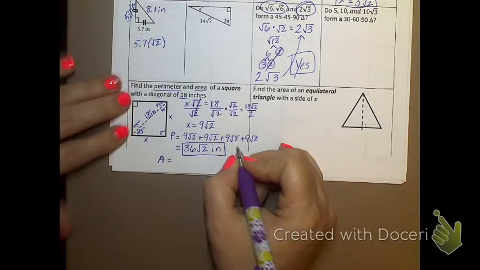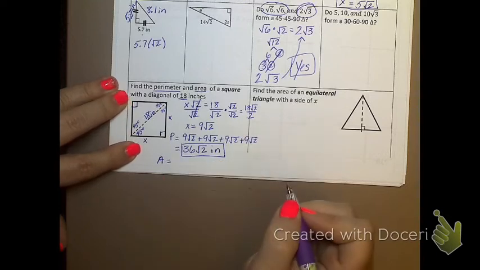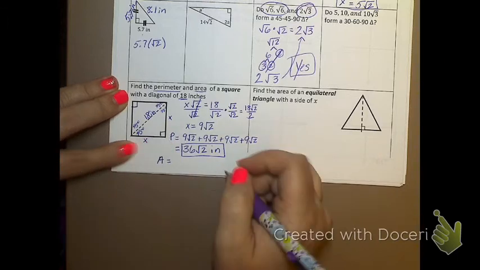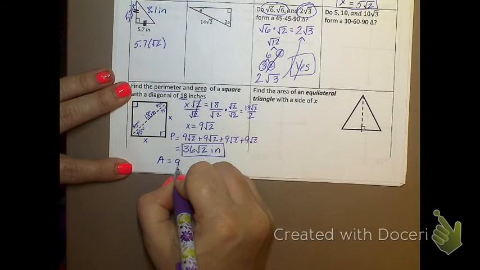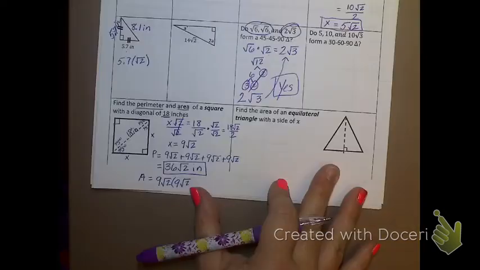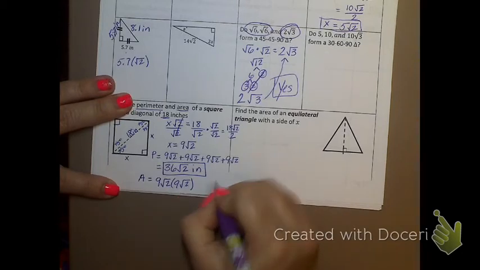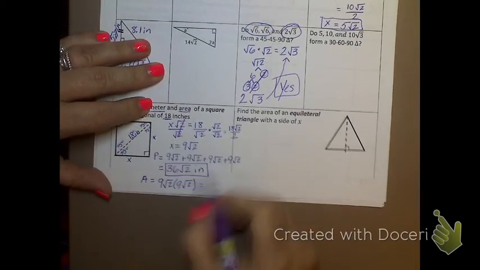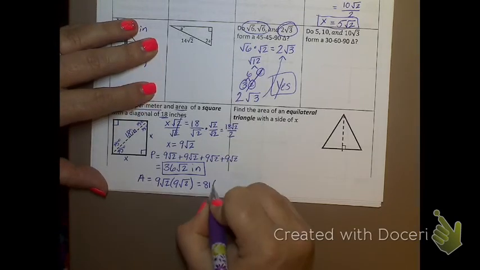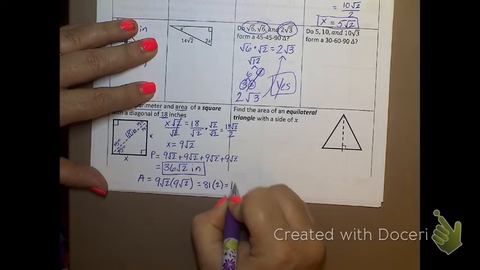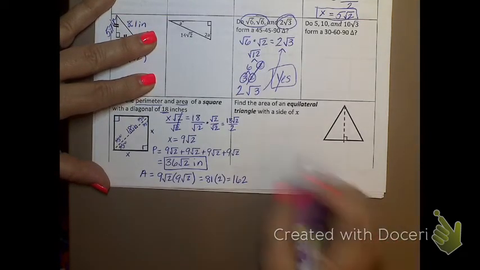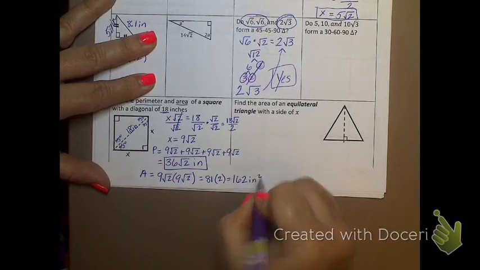Area would be what? Not 1/2 base times height. I'm trying to find the area of the whole square. So that would be 9 radical 2 times 9 radical 2. What does that give me? 9 times 9 is 81. What's radical 2 times radical 2? And 81 times 2 is 162. And how should I label those? Inches squared would be my area.